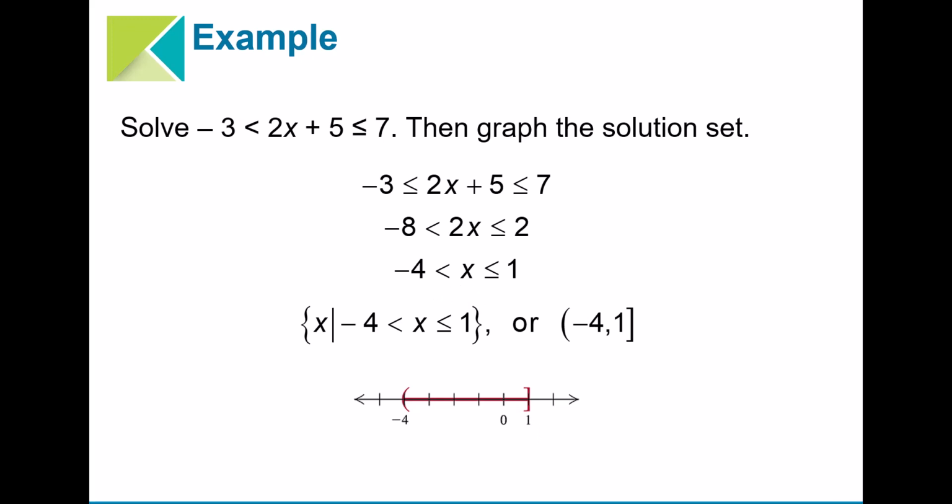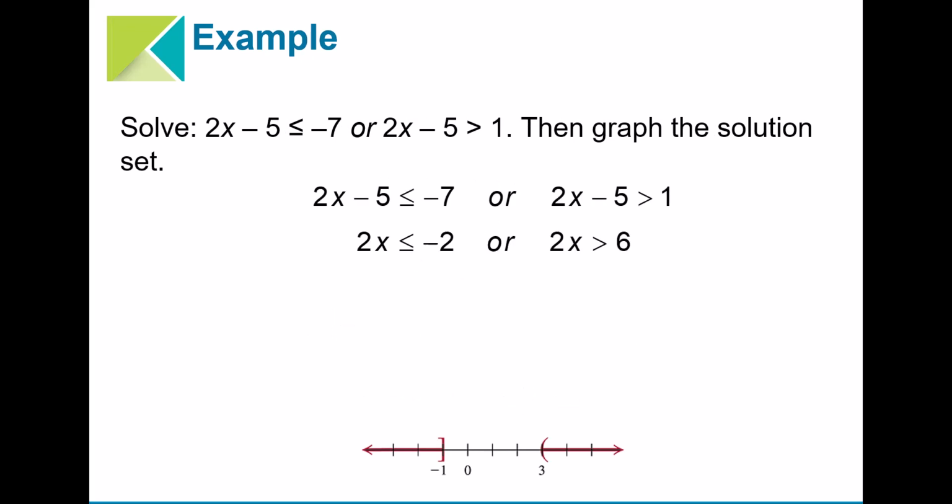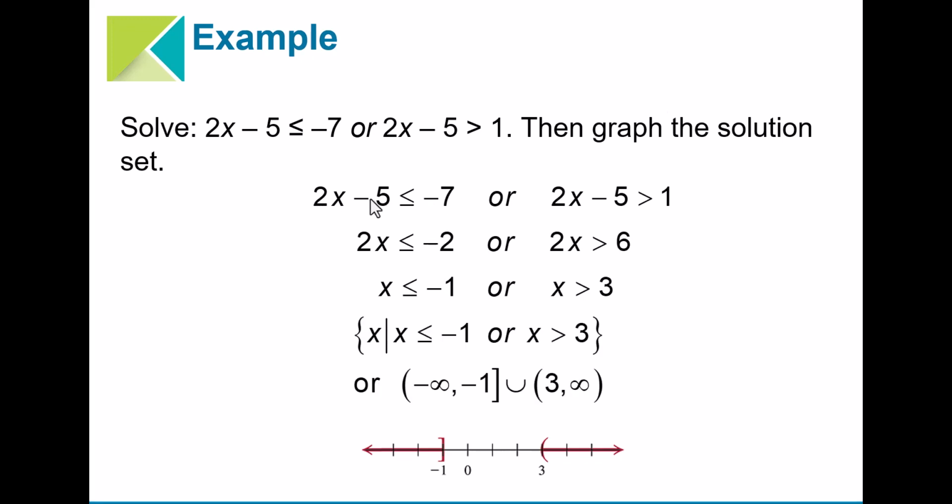With the "or," these look a little separate. So to solve this one, I solve each one individually. Notice that I solved this left one: I added 5, I divided by 2. I solved the right one: I added 5, I divided by 2. And these are separate because of this being an "or," as you might see, the union symbol.